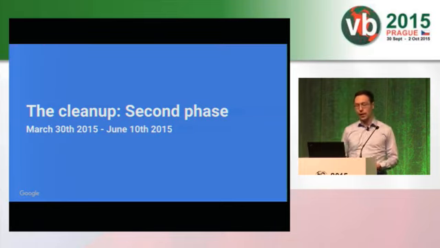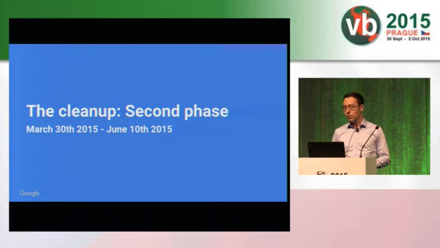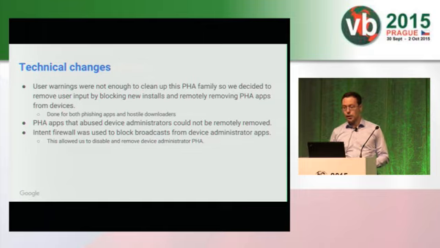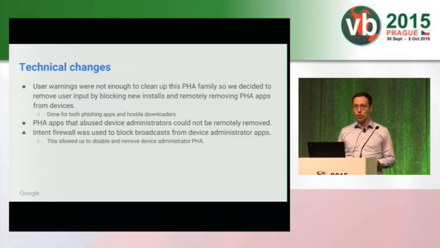And the second phase was the really important one. The second phase is when we started to disrupt the distribution network of this phishing family. Started March 30th, continued until June 10th. And the technical changes we made at the time is that our technology in verify apps allows us to choose between warning users and giving them a choice if they want to install it, and just telling them you're not allowed to install this on your device. This is too dangerous.